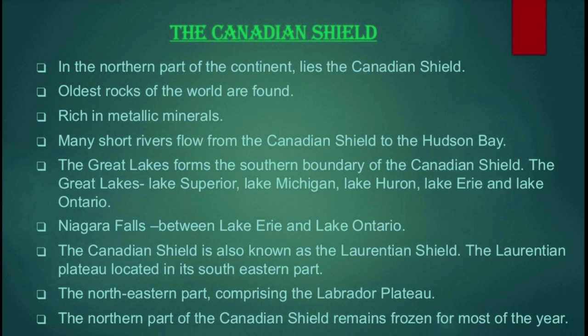Fourth one is many short rivers flow from the Canadian Shield to the Hudson Bay. Many short rivers originate from the Canadian Shield. And the fifth one, a chain of 5 lakes together called the Great Lakes. Here we can see the names of the 5 lakes. They are Lake Superior, Lake Michigan, Lake Huron, Lake Erie, Lake Ontario. These lakes together are called the Great Lakes. The Great Lakes form the southern boundary of the Canadian Shield.